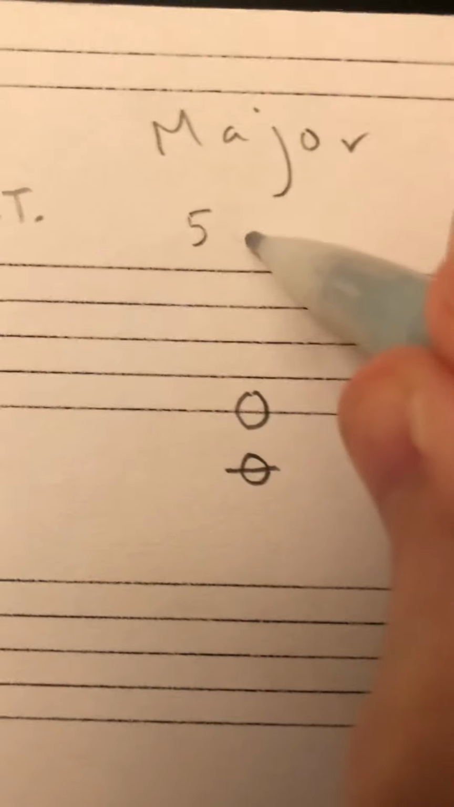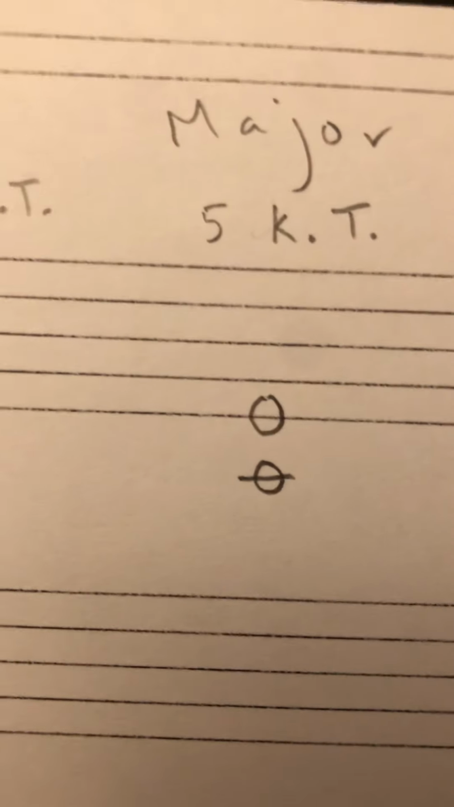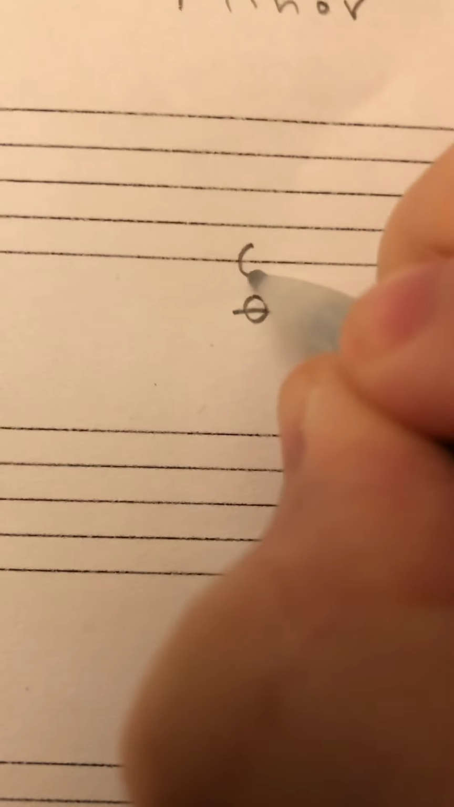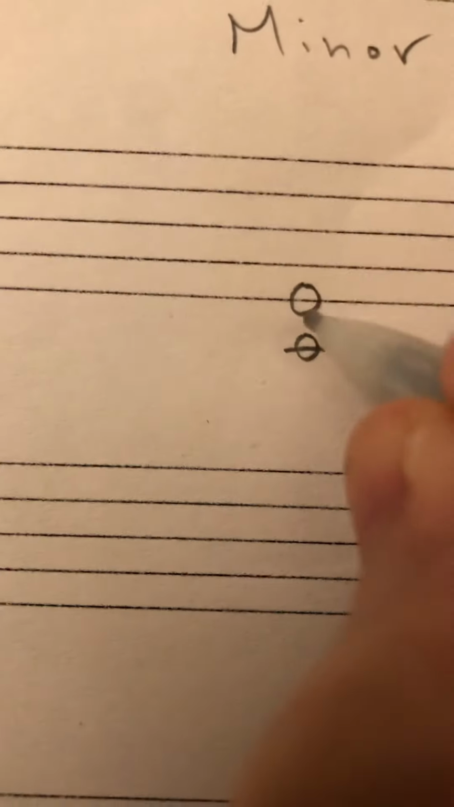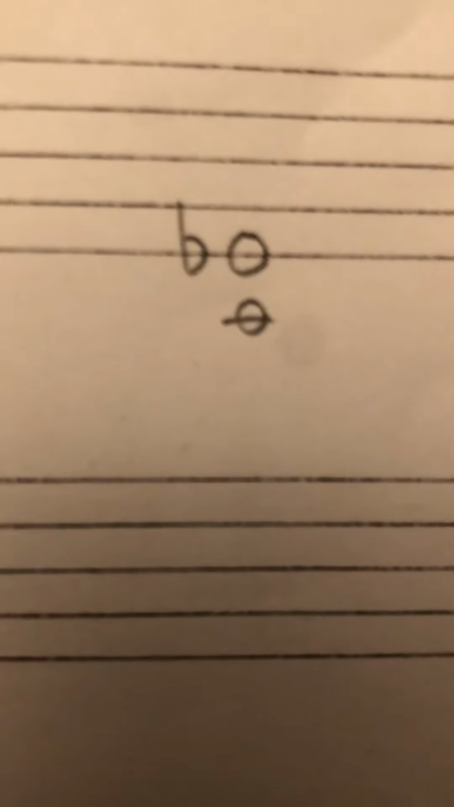Oops, it's blurry. Sorry, just wait for it to focus. 5 keys total. And the minor, which would be C, and it has to be some kind of E, but it would be E flat. This is a minor third. So this is a major third, and this is a minor third.